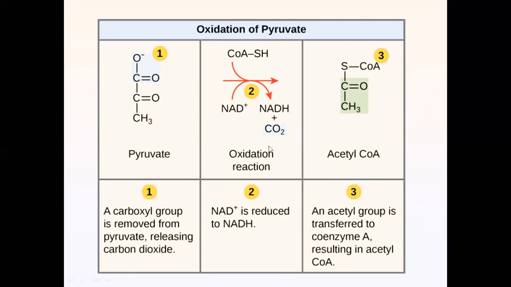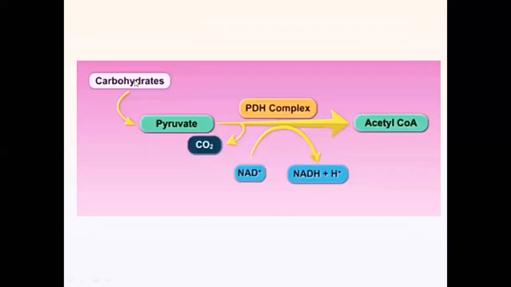The overall reaction is from the metabolism of carbohydrates: carbohydrates go through a series of reactions, and at the end, it gives the pyruvate. Then the pyruvate is converted into acetyl-CoA with the help of the enzyme Pyruvate Dehydrogenase complex. So this Pyruvate Dehydrogenase complex converts the pyruvate into acetyl-CoA, and then acetyl-CoA enters into the Krebs cycle.